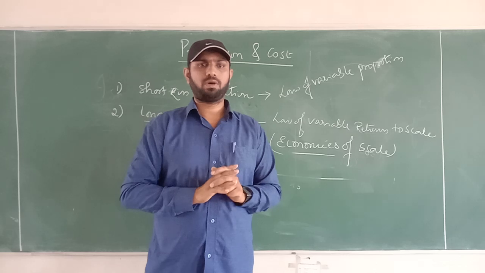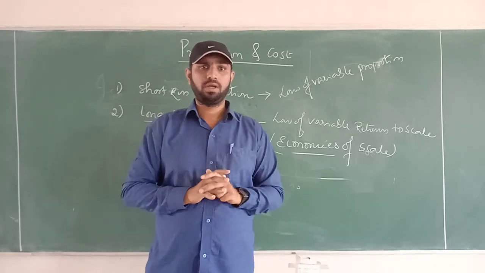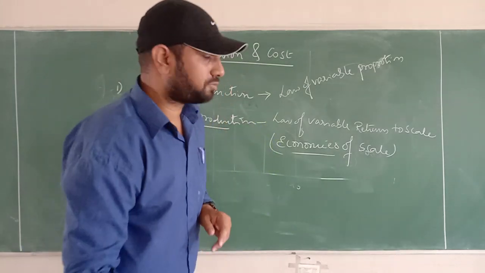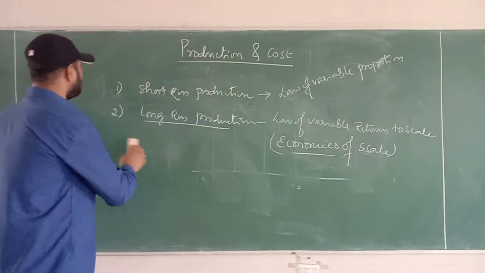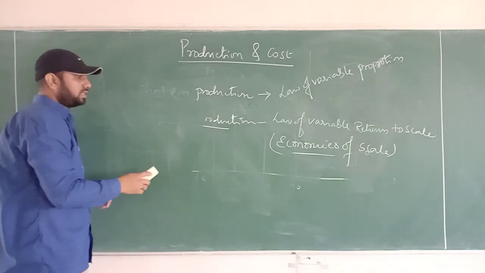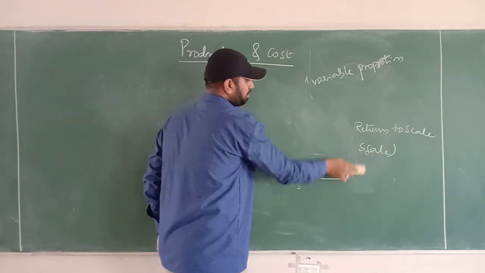Another discussion of today's topic is about types of production. Types of production were classified into 3, that is about TP, AP and MP.